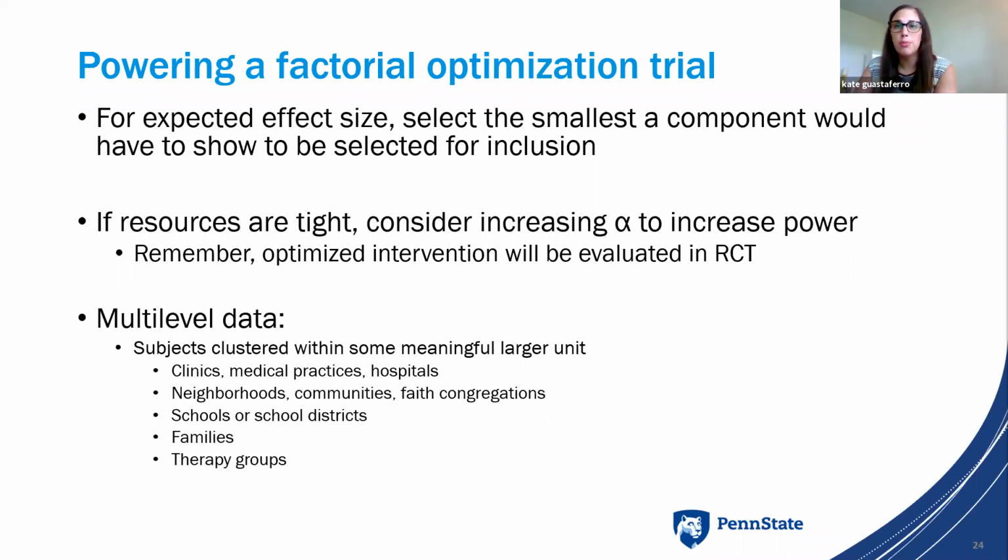And we'll just also pause here to say that a factorial experiment can handle multi-level data. So if you do research in clusters like clinics or schools or group-based therapy, you can still do a factorial experiment. It can get a little complicated in terms of the reality of finding the number of clusters you need, but many people have done it. There's always ways to figure it out.